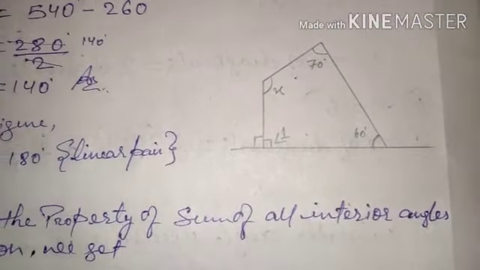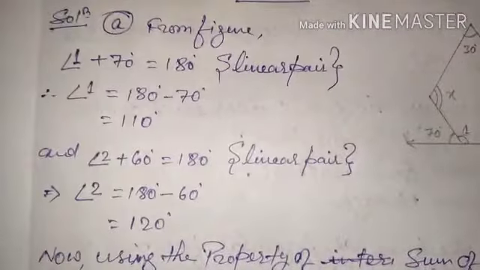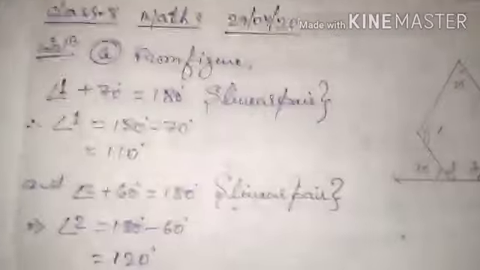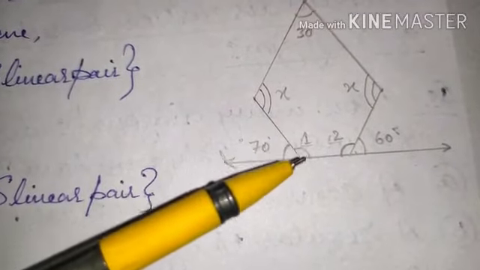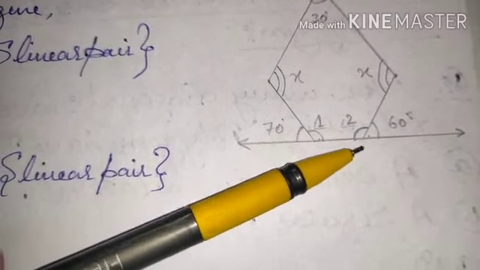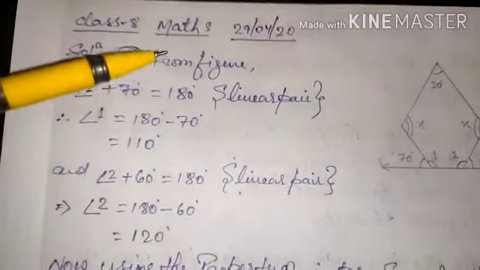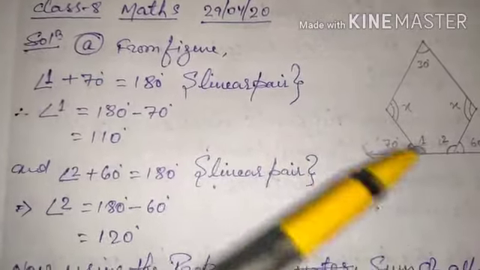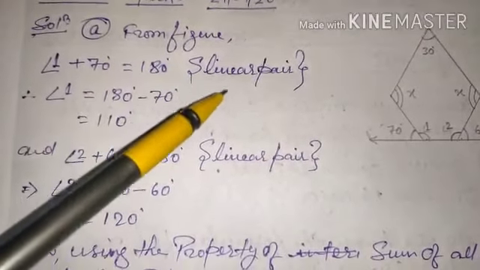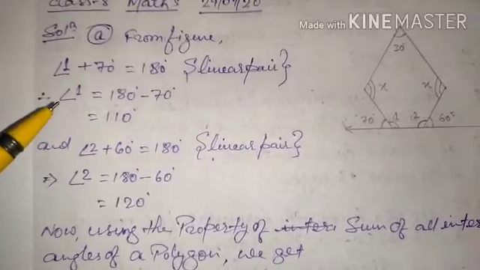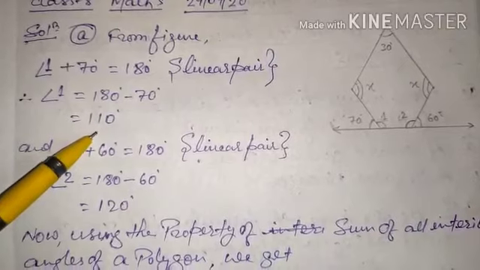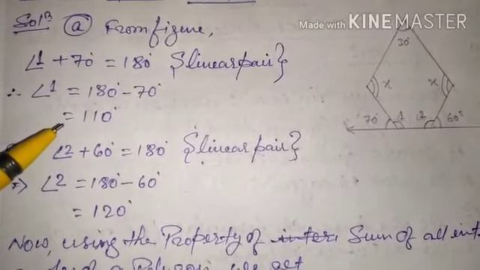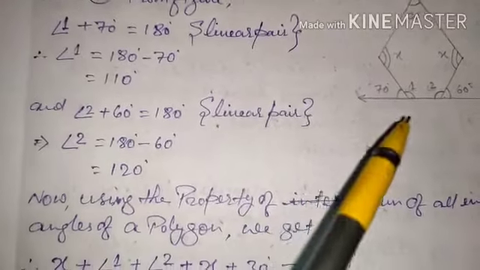Okay, so let us start the discussion. Let us start with the solution of the first question, the A part. Here I had again redrawn the figure with a pencil, and I had named these two angles 1 and 2. Now, directly from the figure, angle 1 plus angle 70 is equal to 180, that is a linear pair. So angle 1 is equal to 180 minus 70 degrees, that is 110 degrees. Now you have easily understood how to find these two angles 1 and 2.